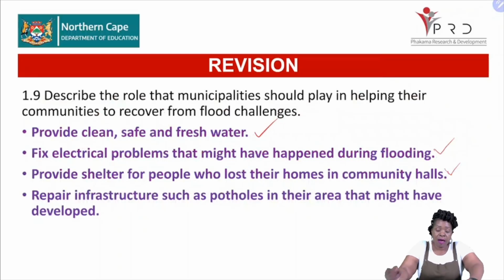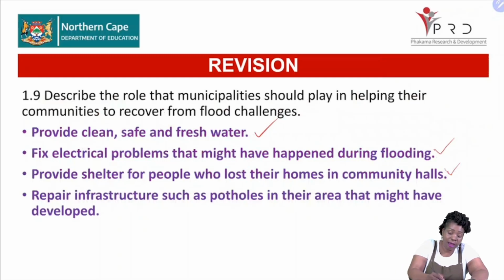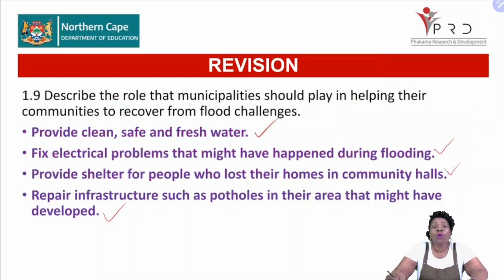Also, the municipality should repair the infrastructure, such as potholes in their area that might have developed. So when it rains a lot, we tend to experience potholes on our roads within the local communities. So it is the role of the municipality to do what? To make sure they fill up those potholes. Right? I hope you got that one correct.